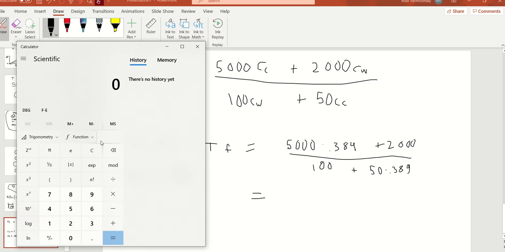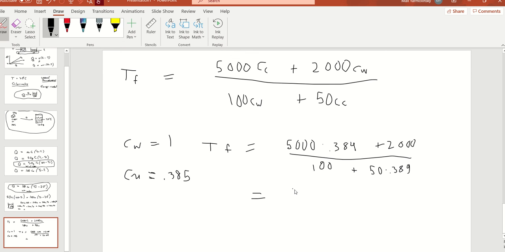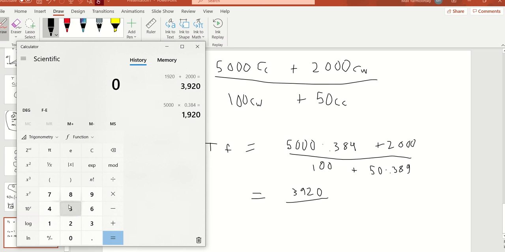Let's see, 5,000 times 0.384 is 1920, plus 2,000. That's 3920. So we're going to have 3920 divided by 100 plus 50 times 0.384.